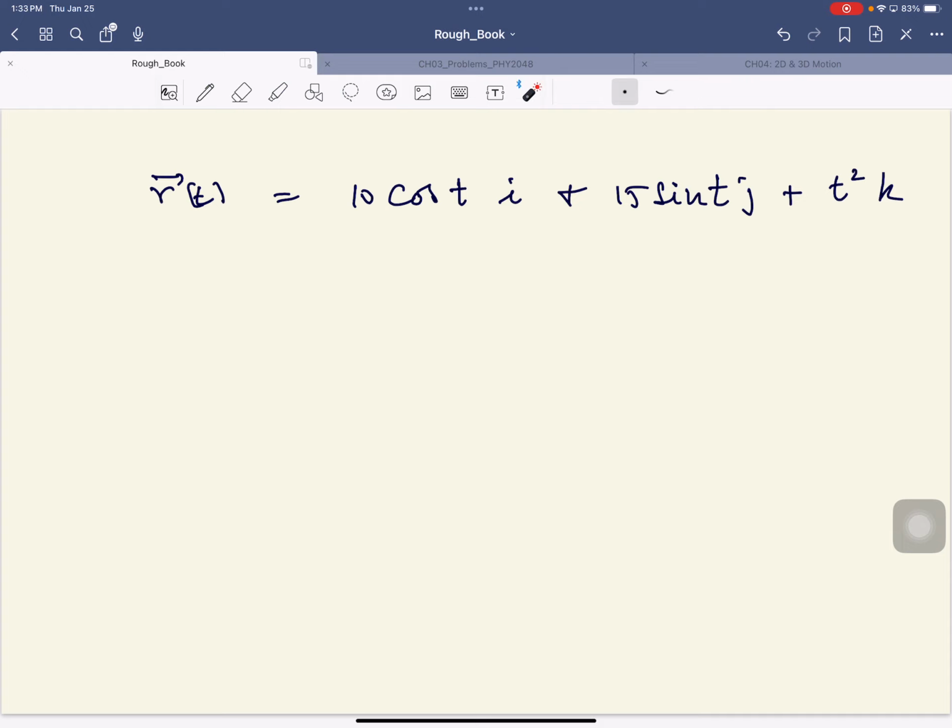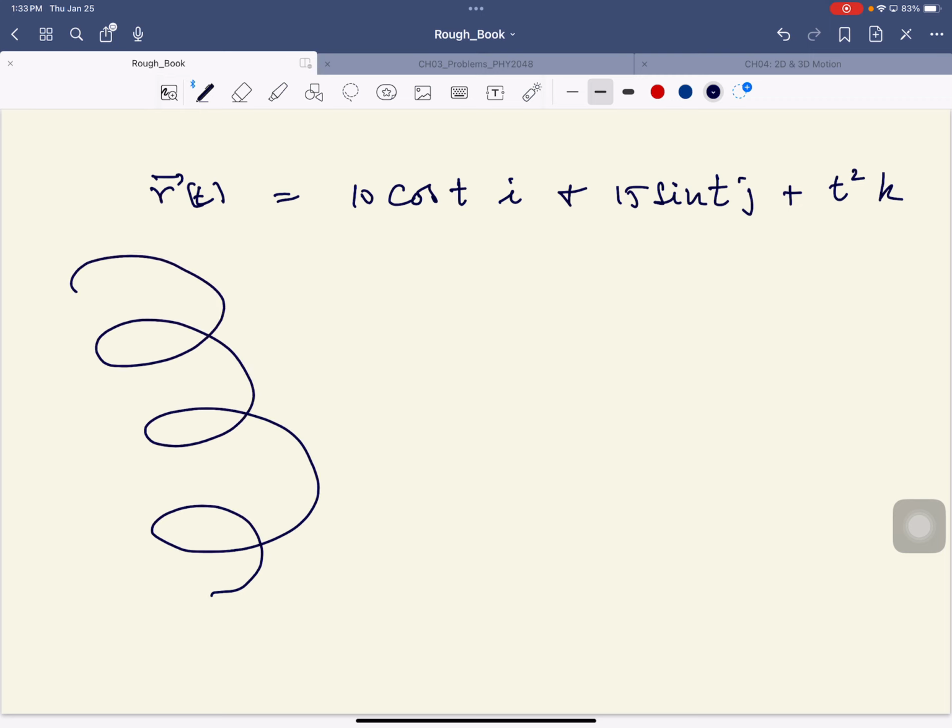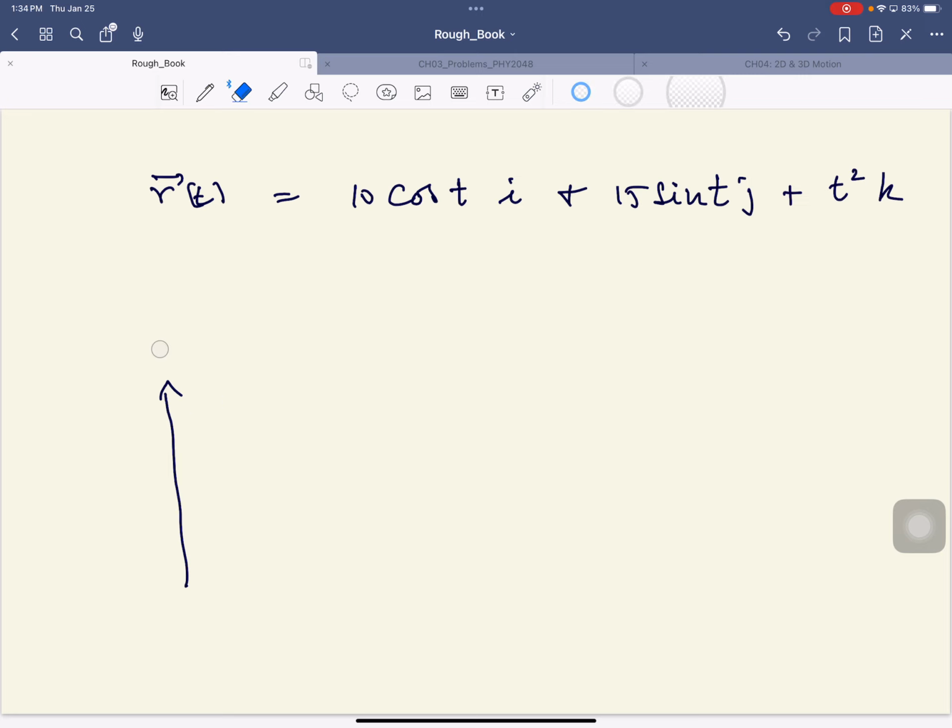So what I wrote here is a spiral motion. It's a motion where you're spiraling upwards, and along the z-axis you're accelerating at a constant rate. If you could come up with a joyride like this, you could make a lot of money.